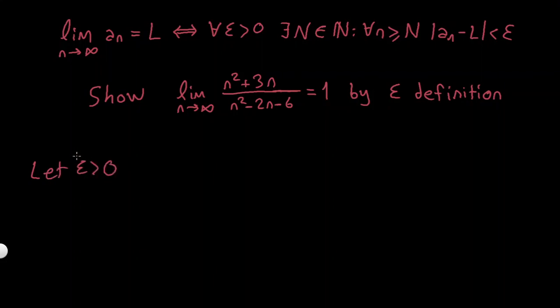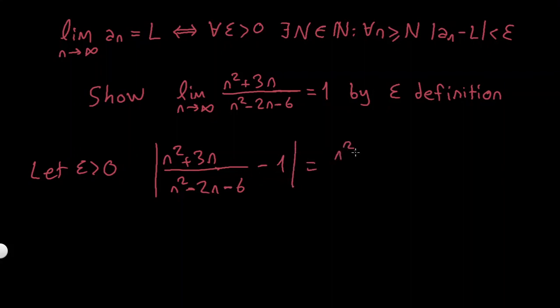Okay, this epsilon is given, and I will try to find an n, which is a function of epsilon, for each epsilon. So I'm writing a_n minus L, which is (n squared plus 3n) over (n squared minus 2n minus 6) minus 1. So a_n minus L is equal to (n squared plus 3n minus n squared plus 2n plus 6) over (n squared minus 2n minus 6).